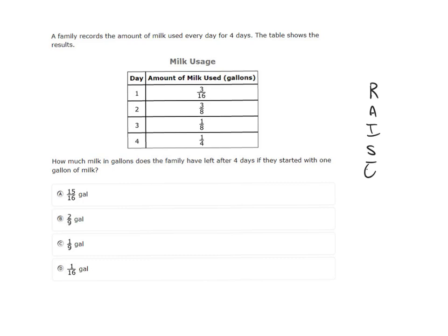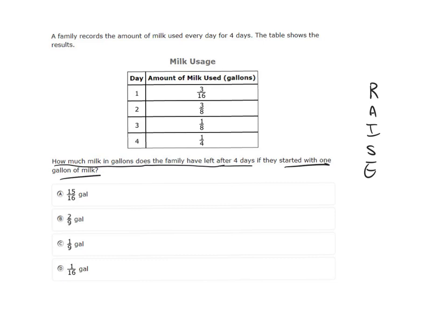So we have read the problem. Good job, us. I'm going to read the problem again, and as I read it, we're going to think about what information is important and what is this asking. We're also going to be looking for academic vocabulary. A family records the amount of milk used every day for 4 days. The table shows the results. There's the table. How much milk in gallons? Let me get ready to underline. How much milk in gallons does the family have left after 4 days if they started with 1?